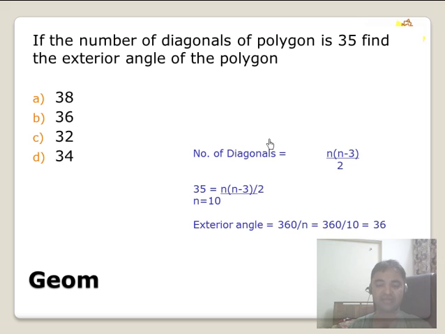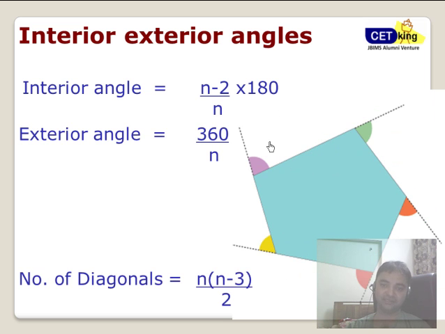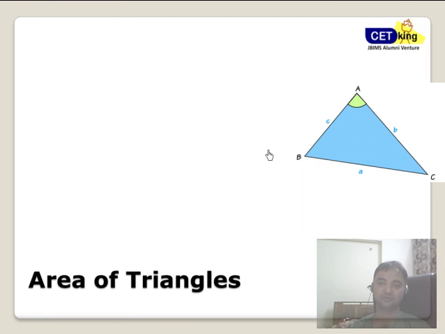Fine. If the number of diagonals is 45, find the exterior angle of the polygon. Now this question was there in CMAT, CAT and NMAT this year. Fine. So please do this question. It's a very important topic. Interior angle, exterior angle and the number of diagonals: there's a formula for everything. All you have to do is put the values into the formula. There was a question in CAT 2000 and this year's CAT as well.